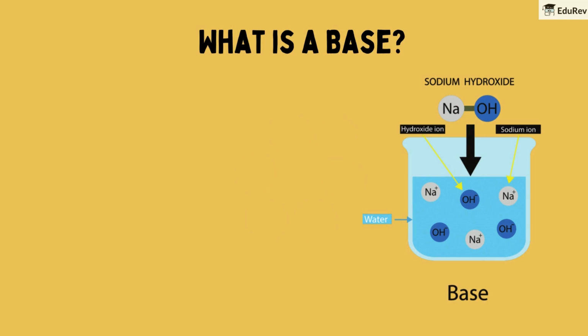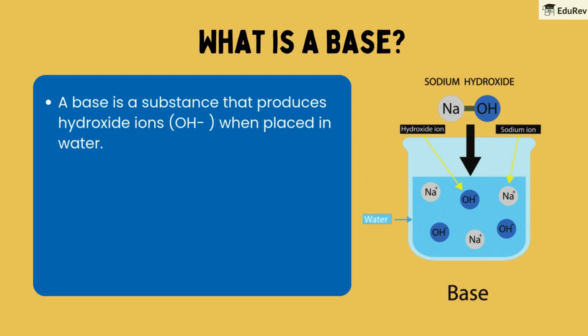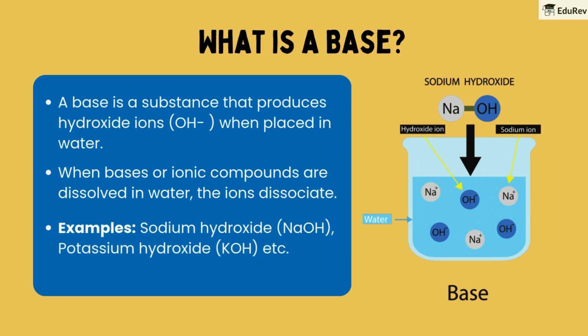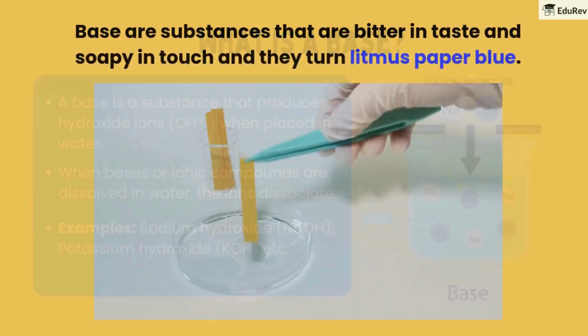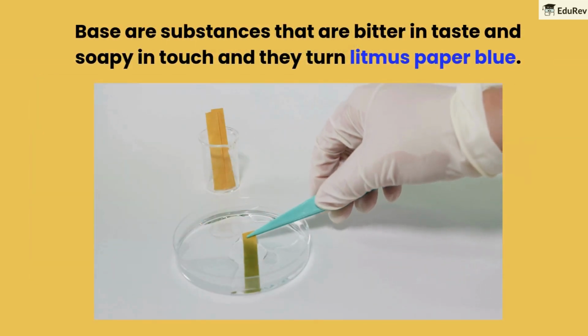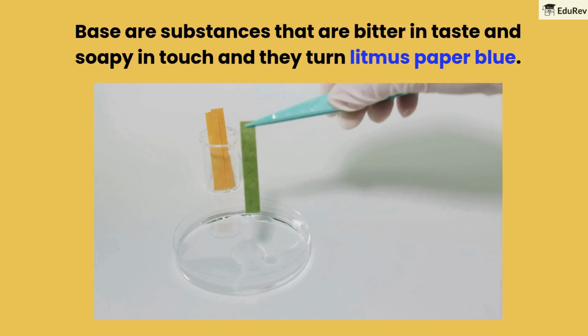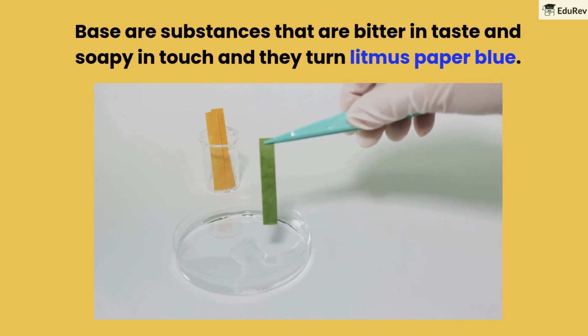Let's learn about what is a base. A base is a substance that produces hydroxide ions when placed in water. When bases or ionic compounds are dissolved in water, the ions dissociate. Examples are sodium hydroxide and potassium hydroxide. Bases are the substances that are bitter in taste and soapy in touch. They turn litmus paper blue.